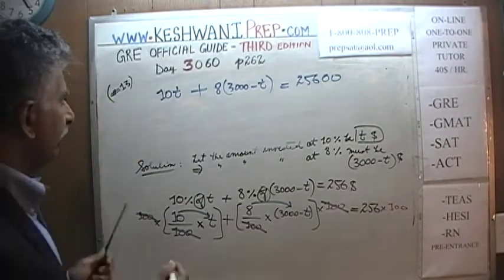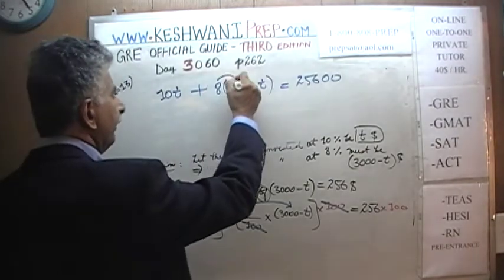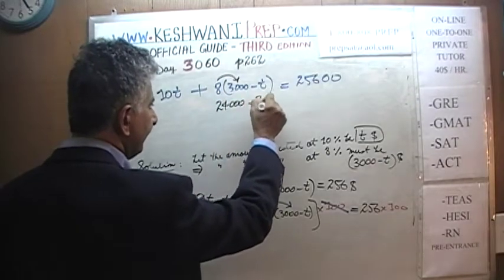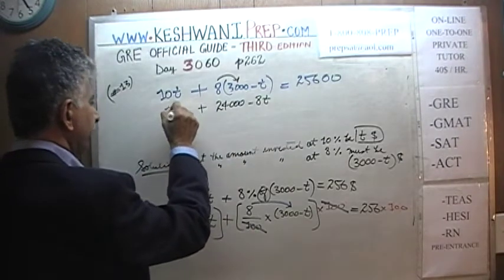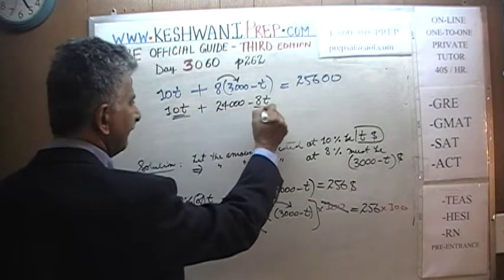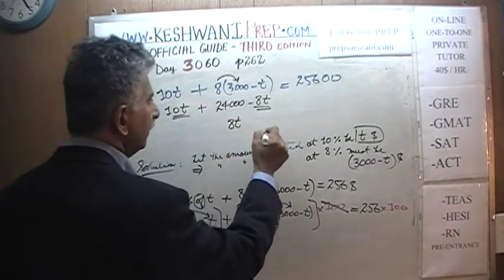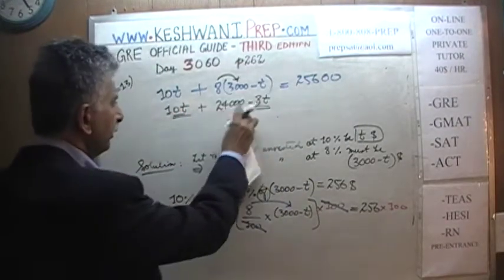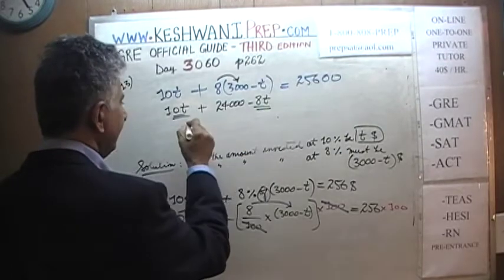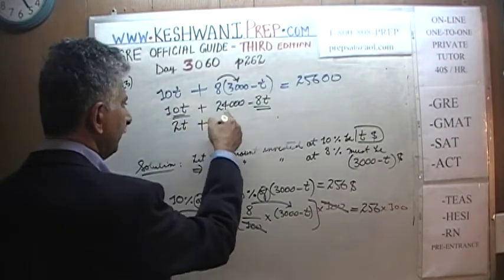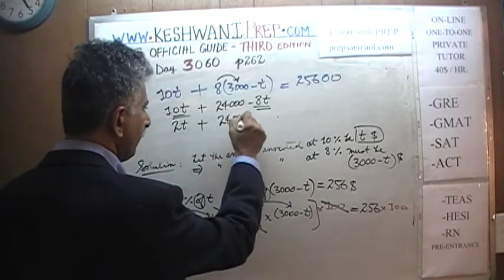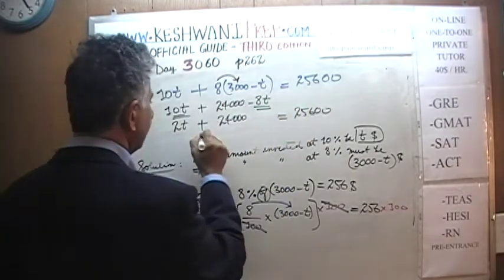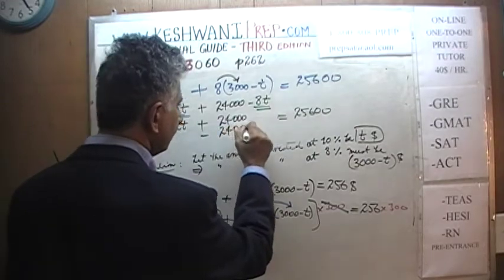Now let's open the parentheses. Here we have 8 times 3000, which is going to give us 24,000 minus 8t, and here we have 10t. 10t minus 8t is going to give us 2t. 2t is lined up properly so we don't get confused. So 10t minus 8t is 2t plus 24,000 has to equal 25,600.